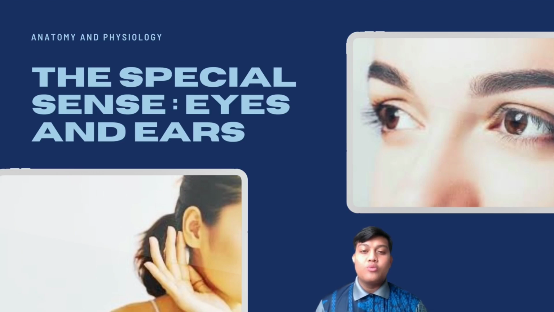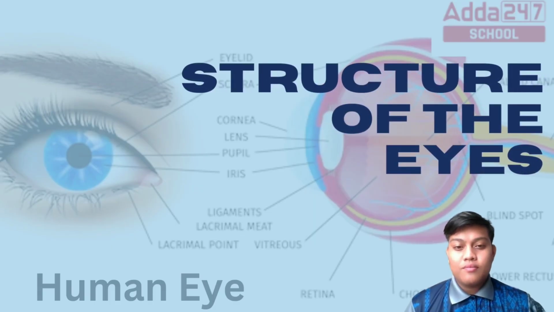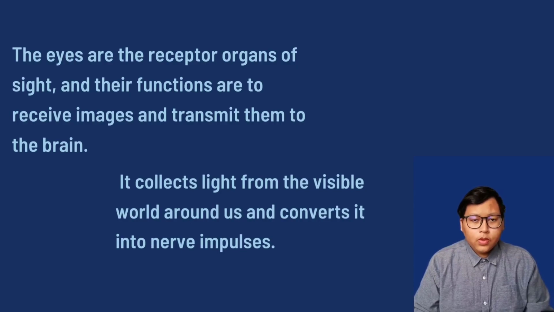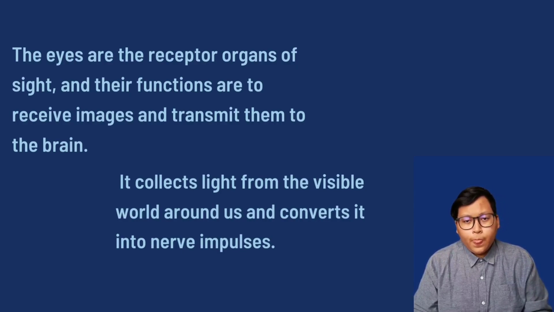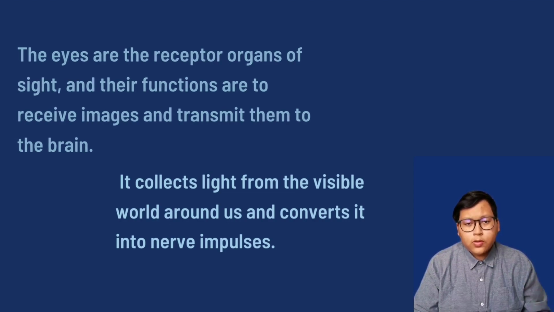As for today, we are going to present about the spatial sense, eyes and ears. So now let's start with the structure of the eyes. For the function of the eyes, as you know, the eyes are the receptor organ of sight, and their function is to receive images and transmit them to the brain, and they collect light from the visible world around us and convert it into nerve impulses.